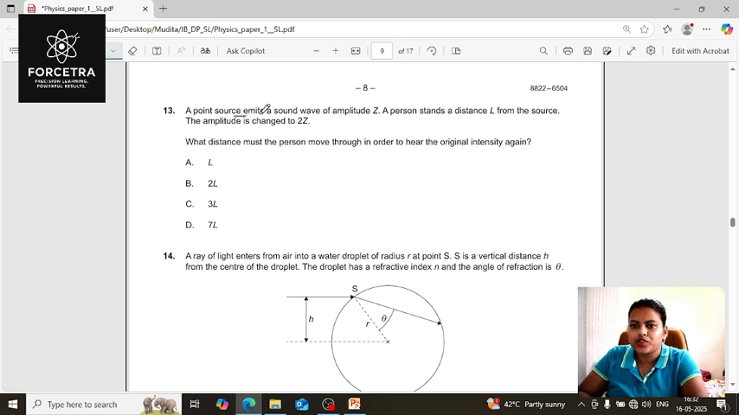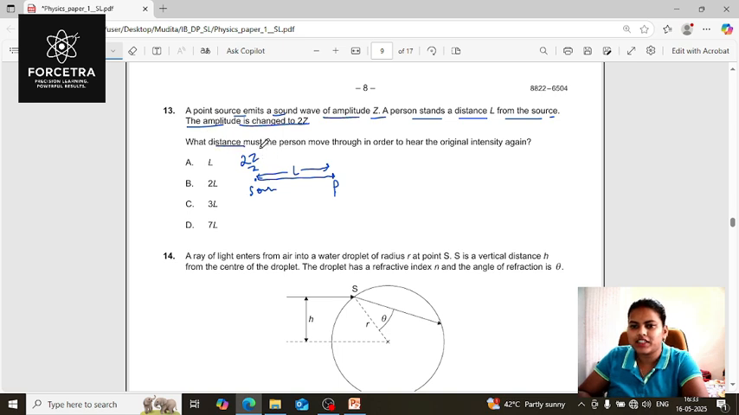A point source emits a sound wave of amplitude z. A person stands at a distance L from the source. So this is a source producing sound of amplitude z. And the person is standing at point P, and the distance between this source and the person is L. The amplitude is changed to 2z. Now the new amplitude is 2z.